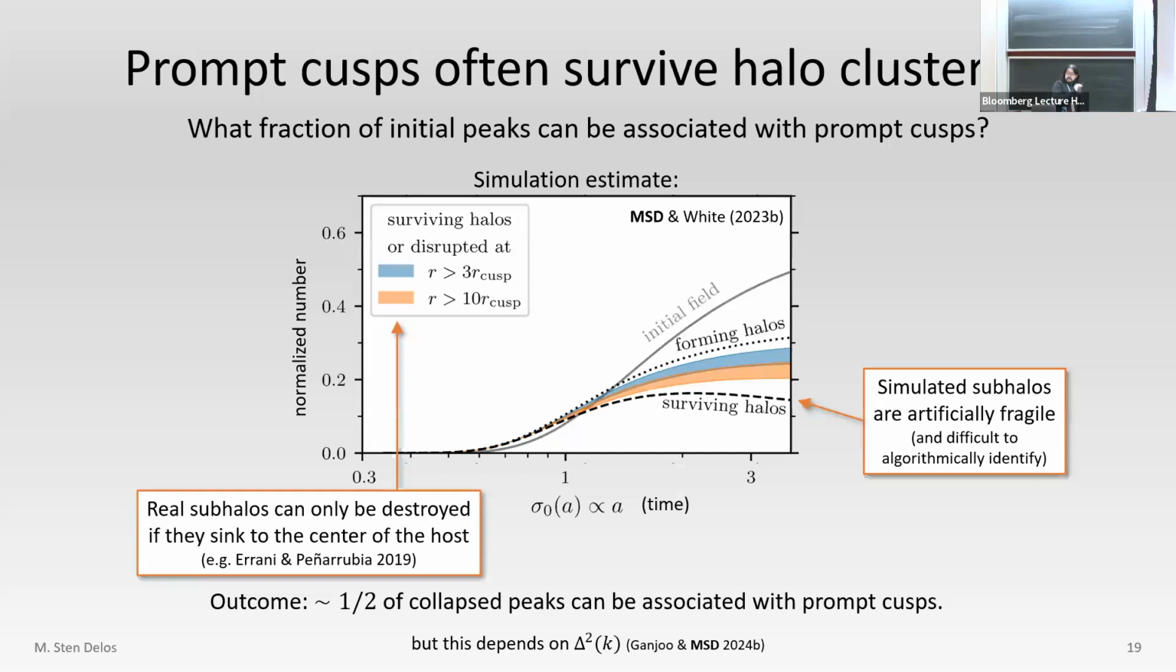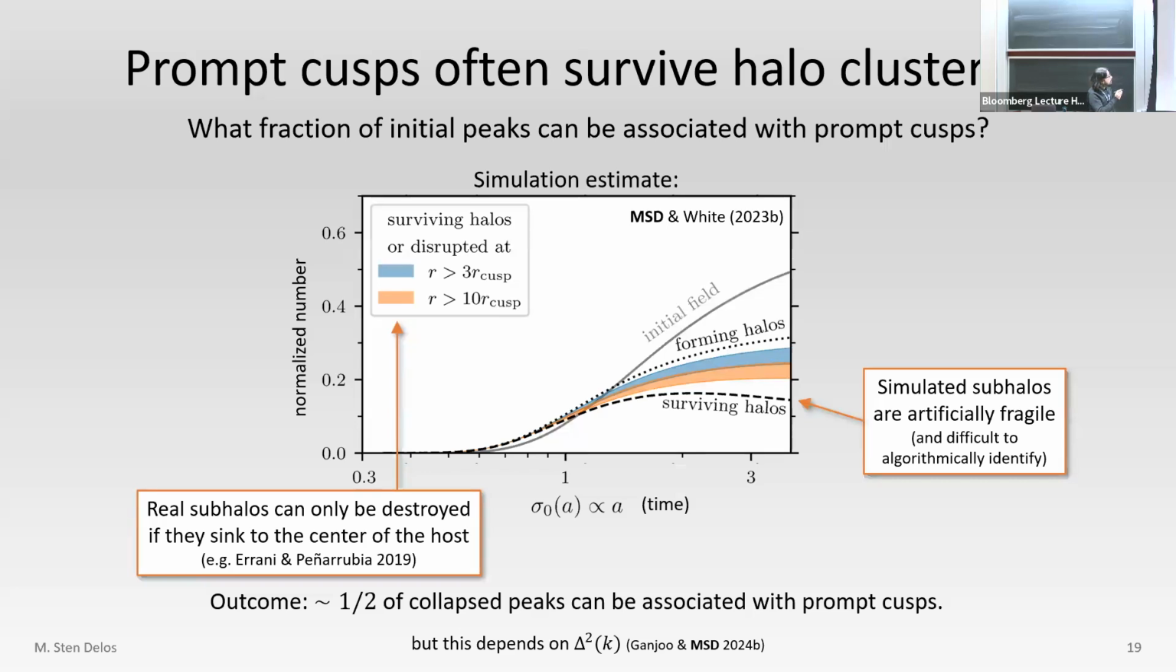Okay, so prompt cusps survive halo growth, but another important question is, I've been using the statistics of peaks, basically saying every peak can be associated with a cusp at late times, and you might wonder, to what extent is that true? Because halos are going to merge over time, or the cusps are going to merge over time. So here is an estimate of the number of cusps in a simulation, the number of cusps as a function of time.